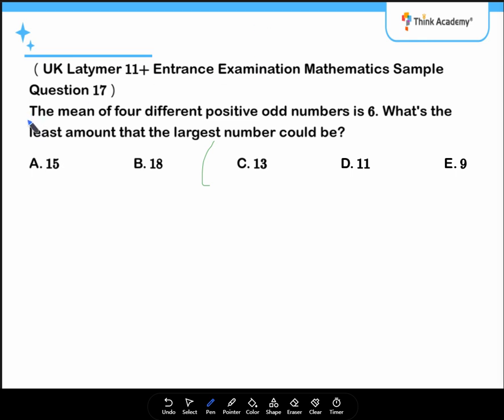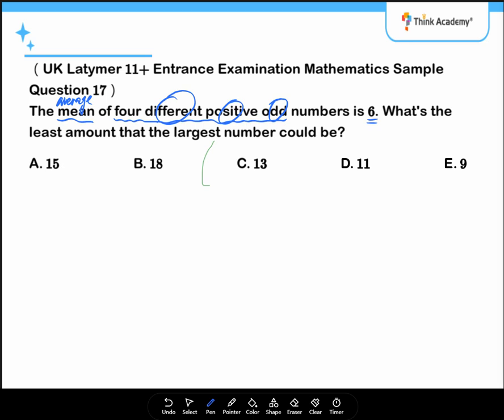Okay, so the mean of 4 different, pay attention, the mean, which means the average. So the average of 4 different positive odd numbers is 6. Okay, so tell me, this is quite interesting. Can you tell me, do we know what's the sum of all those 4 numbers? If you know the sum of those 4 numbers, type that in the chat box.